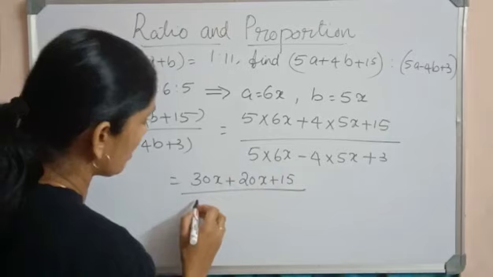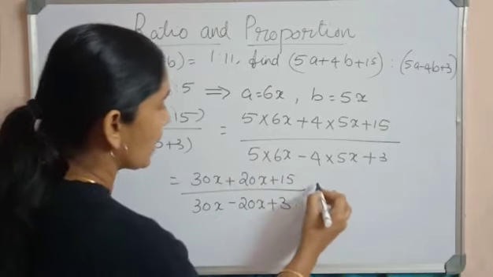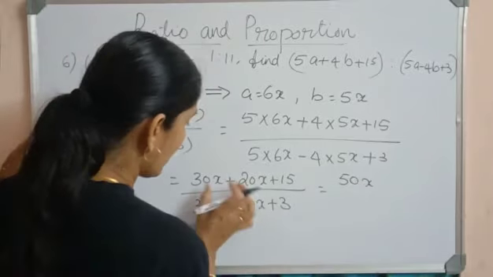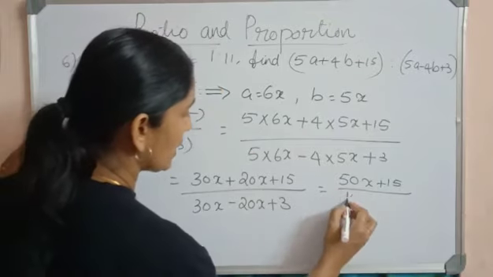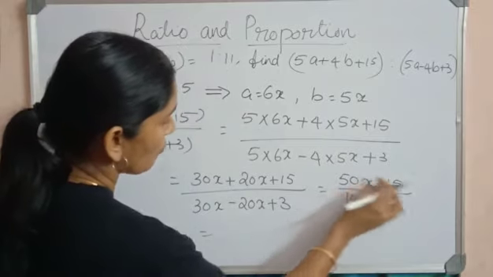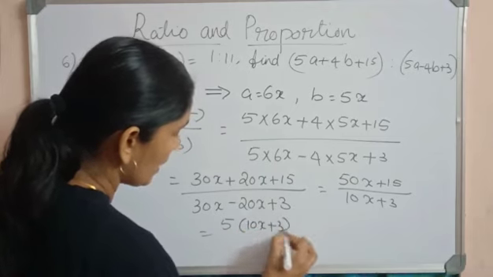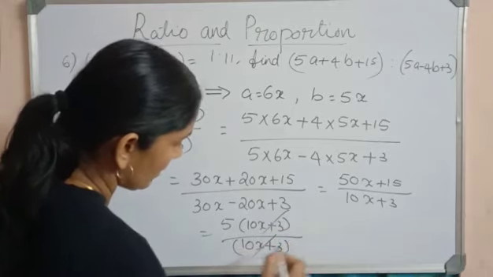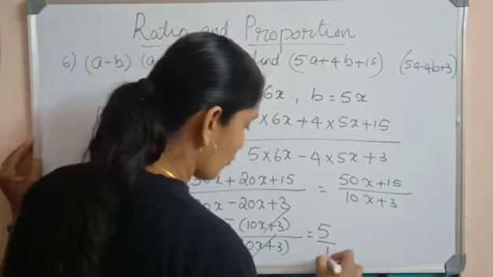divided by 5 6s are 30, again 30x minus 20x plus 3, and that's equal to 30 plus 20 is 50x by adding the like terms, plus 15 divided by 30 minus 20 is 10x plus 3. Now let's take 5 common from these two. We get 5 into 10x plus 3 divided by 10x plus 3. Cancel the like terms here. We get 5, and this can be written as 5 by 1.